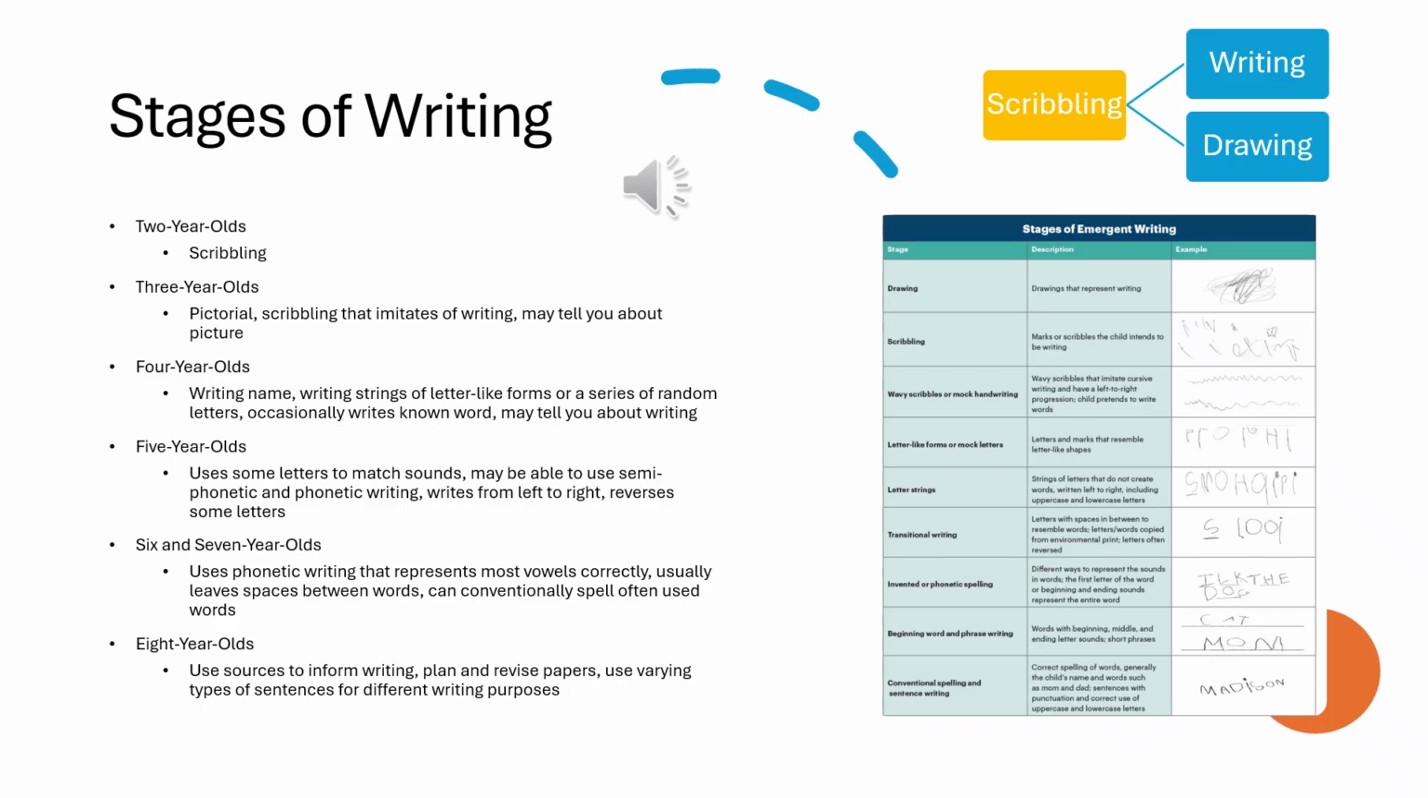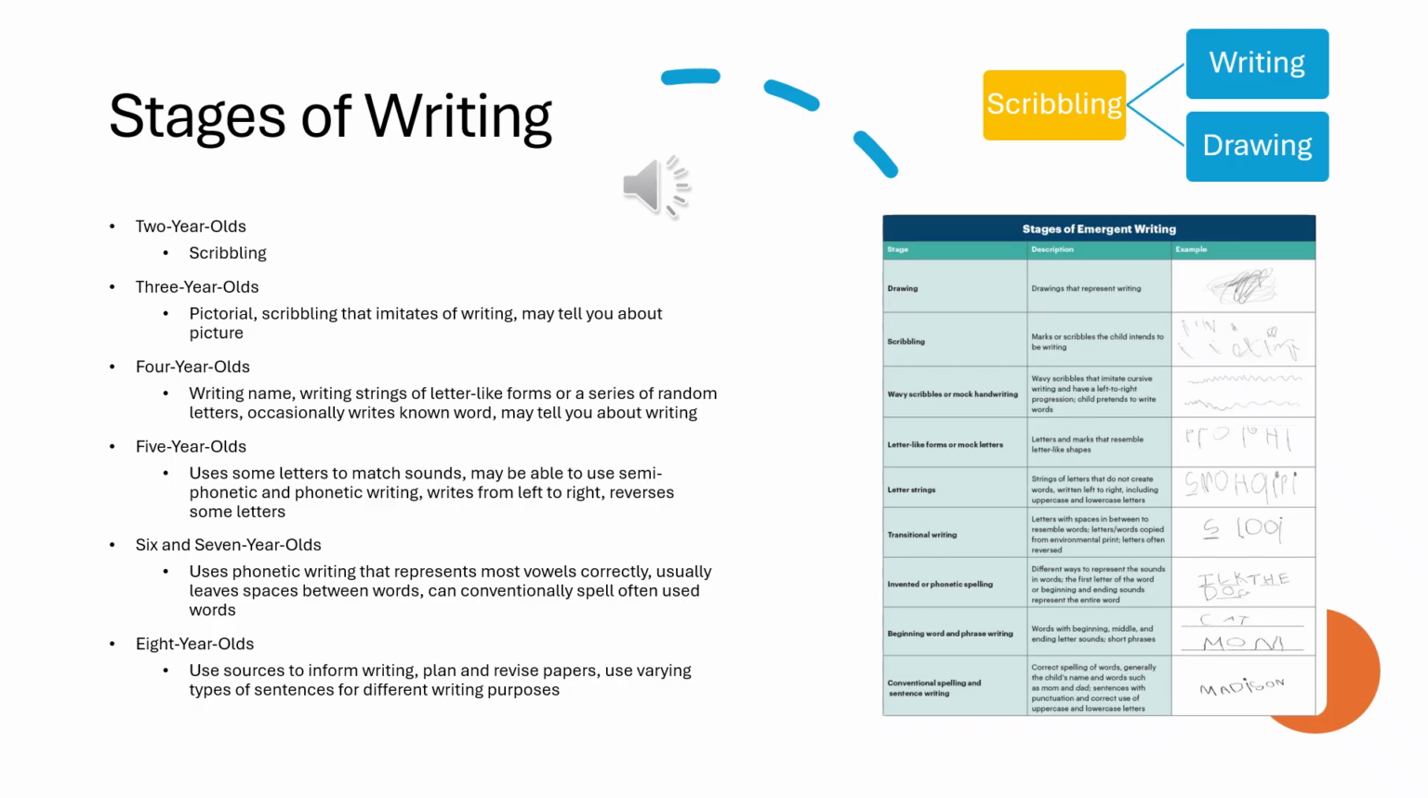4-year-olds are writing their names. They are writing strings of letter-like forms. So they might occasionally write a word. So if they know things like to, from, of, mom, they might write those kinds of things. 5-year-olds are starting to use something called phonetic writing, where you write the sounds that you hear in a word. So the word like, they probably will just write L-I-K rather than L-I-K-E because the E is silent and we don't hear it. So we are only writing the names of the letters that we can hear. That would be phonetic writing.